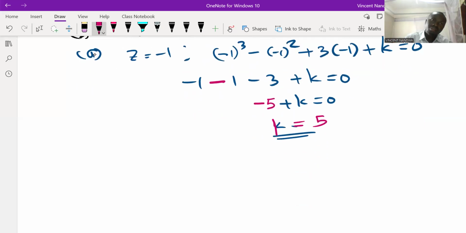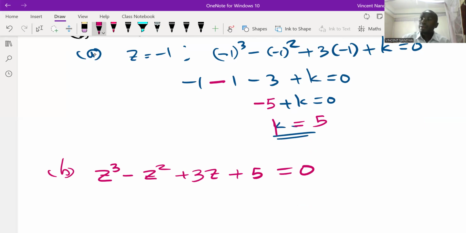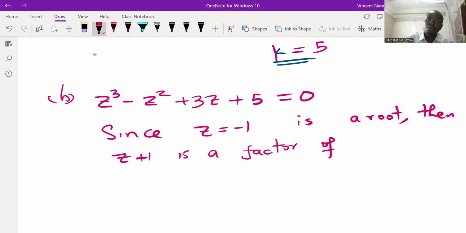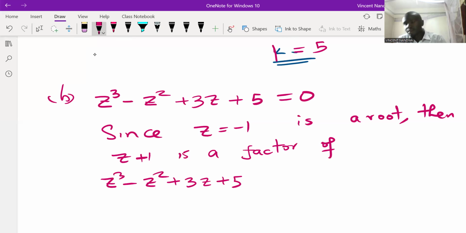So with k equals 5, then we'll have part B. The polynomial equation will be z to the power 3 minus z squared plus 3z plus 5 equals 0. Now, since z equals minus 1 is a root, then when you take minus 1 to this side, it will be plus. So z plus 1 is a factor of this polynomial on the left-hand side, z cubed minus z squared plus 3z plus 5.